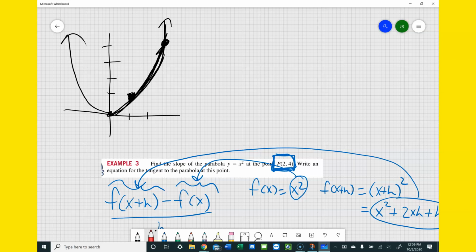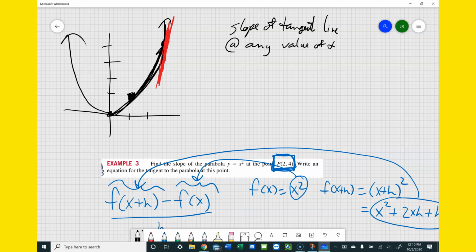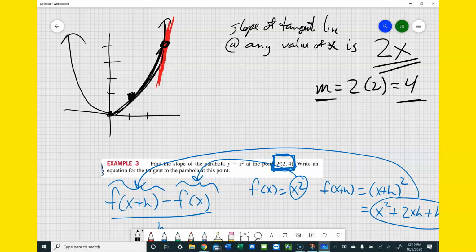So I'm trying to find the slope of this curve at this point right here. So I'm trying to find the slope of this tangent line right here. So all I've got to do is use what we just found, which is that the slope of the tangent line at any value of x is 2x. So what is the value of x here? It's 2. So I just plug in 2 and I get 4. The slope of that tangent line is 4.